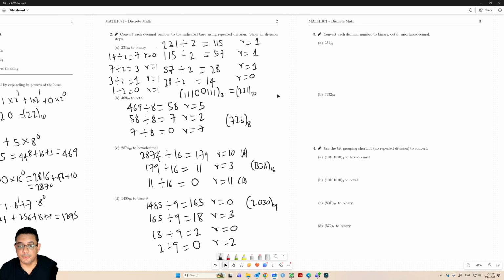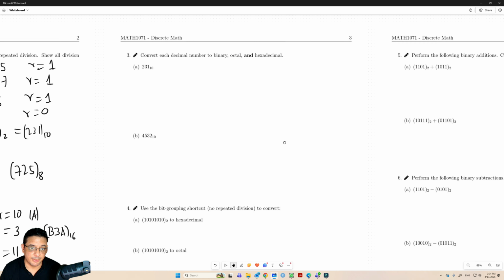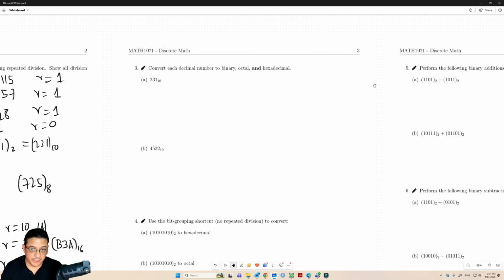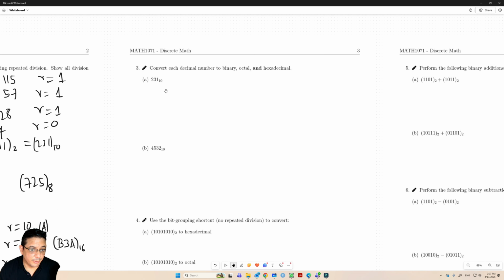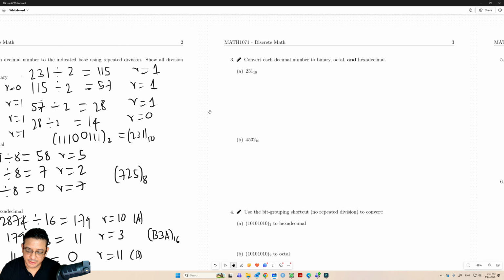Okay? So now for question number 3, we have something similar. We want to convert each of the following decimal numbers into binary, octal, and hexadecimal. All right, so 231 base 10 in binary is something that we already discussed. We did it here on the first one. So we can represent this as this. But now we're transforming the same number to octal and hexadecimal. So let's actually do that.